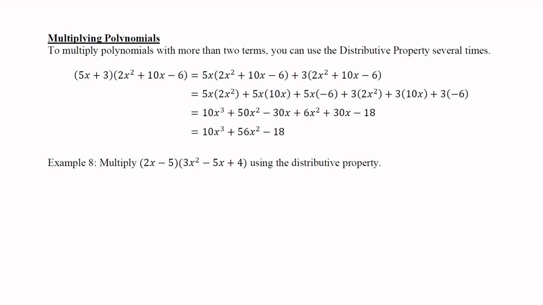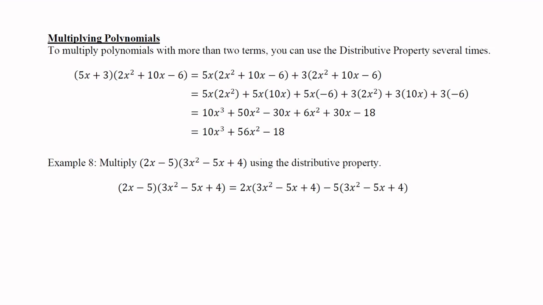So let's do an example. We're going to multiply this binomial by a trinomial using the distributive property. So again, we are going to take the binomial, we'll split it across our trinomial and distribute each piece. 2x times the trinomial and negative 5 times the trinomial.